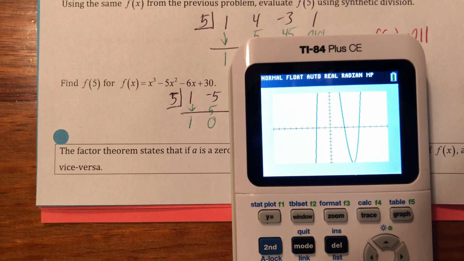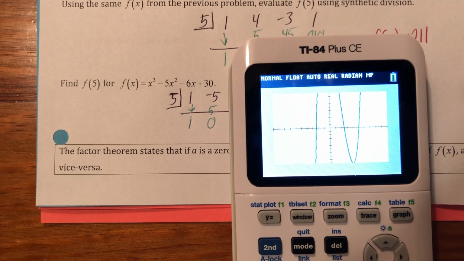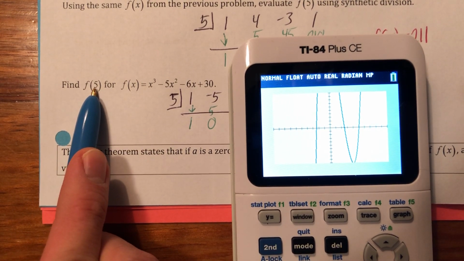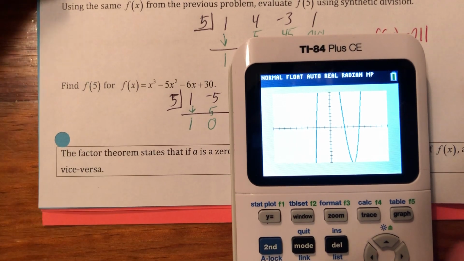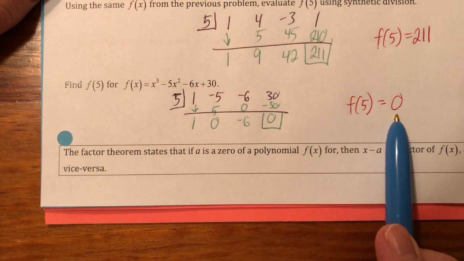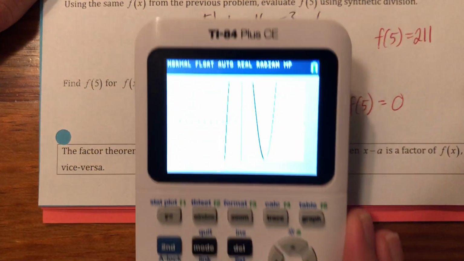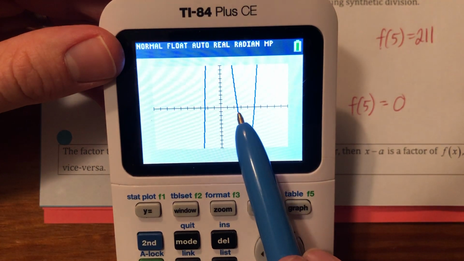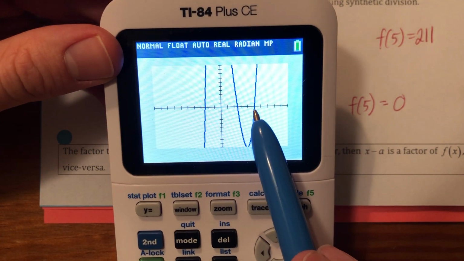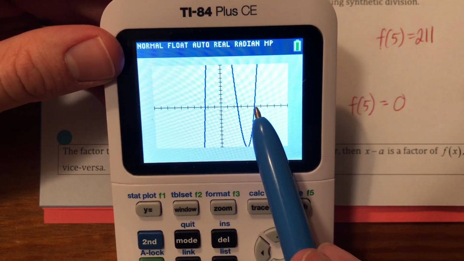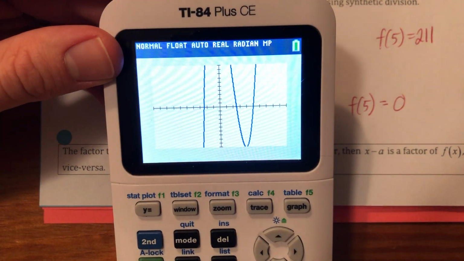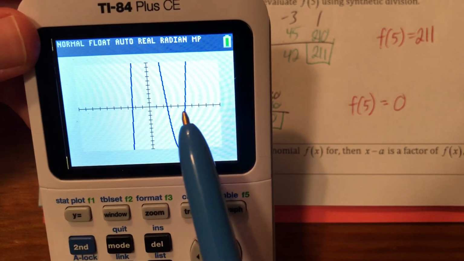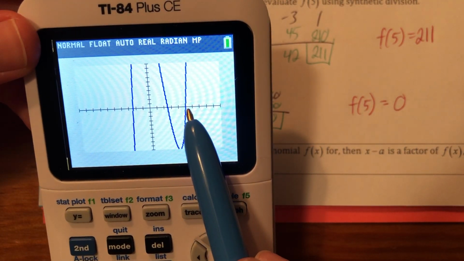Okay, I want you to notice what happened, and it's really, really subtle. When I plug in an x value of 5, what do I get? Well, let's ignore the calculator. I get 0. Let's look at the graph and see what that means. If I go over here to 5, 1, 2, 3, 4, 5, then that is where I cross the x-axis. That is an x-intercept. Okay? We could also call this a 0 or a solution.